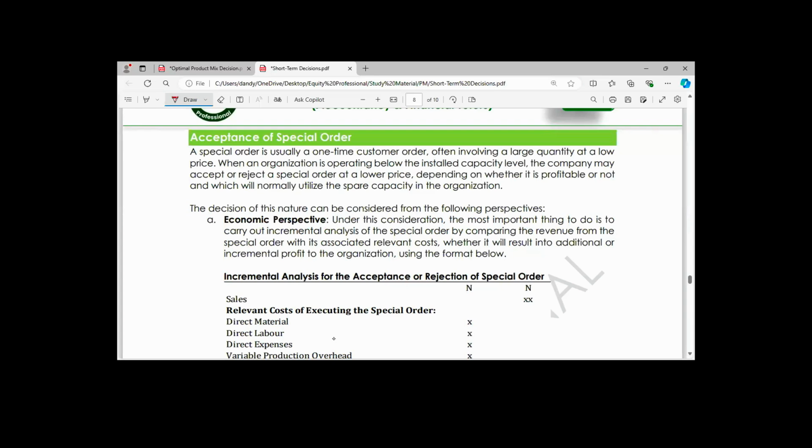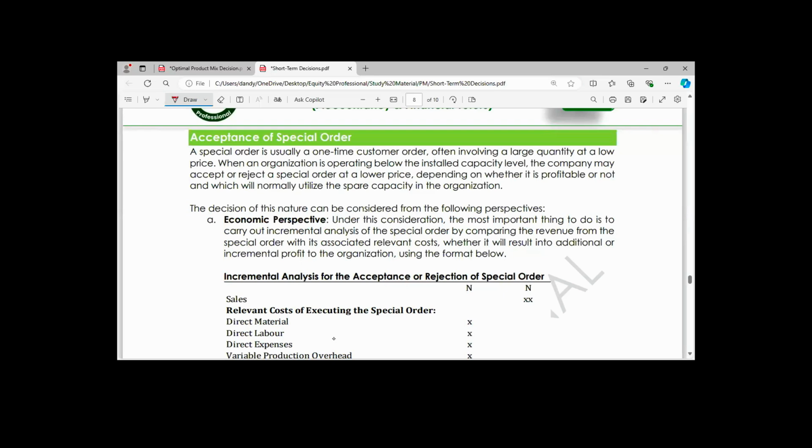When you talk about special order, it is believed that the company is operating below the installed capacity level. That is, the company is not fully utilizing the resources, so they have spare capacity. Therefore, it is believed that the company will undertake the special order using the spare capacity. Say, for example, a company has capacity to produce 10,000 units, and is currently producing 6,000 units. That means the company has spare capacity of 4,000 units. So that 4,000 units, the company is not producing anything with it. So it's idle, and the facility is not fully utilized.